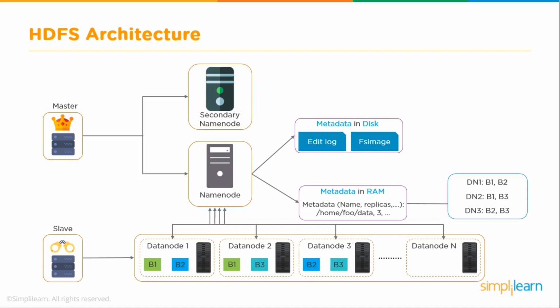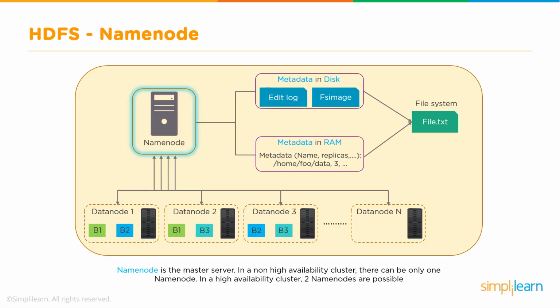So whatever name node has as metadata in its disk, secondary name node keeps doing the checkpointing and has a copy of that. Name node in RAM has more of the operational information, such as which files are broken down into which blocks, which data nodes the blocks are residing on, and what the file permissions are. Data nodes, which are basically your slave machines, are the machines where the data is actually stored on the disk. Now this is how it would look when we talk about name node.